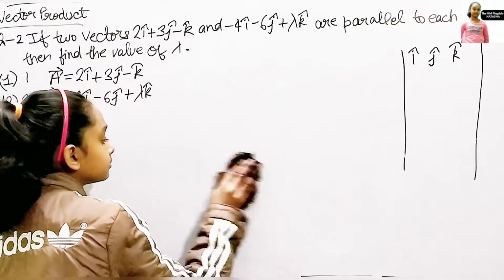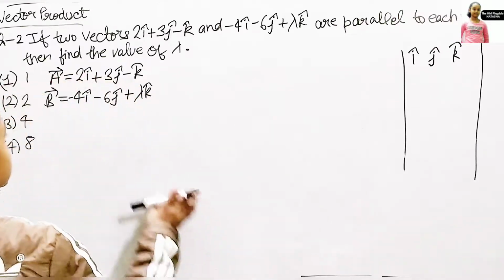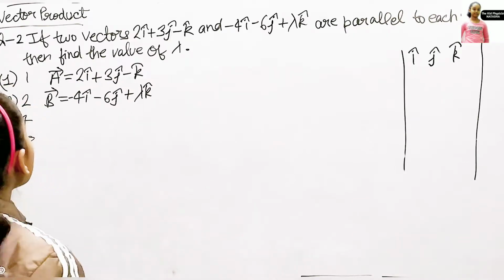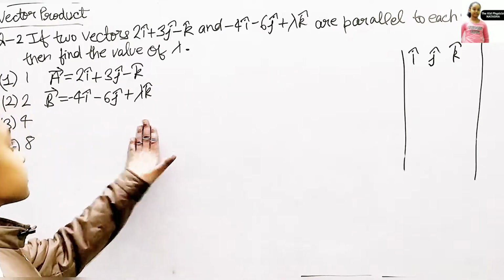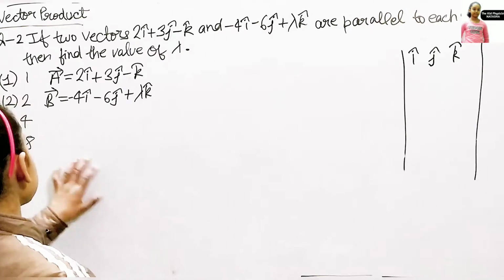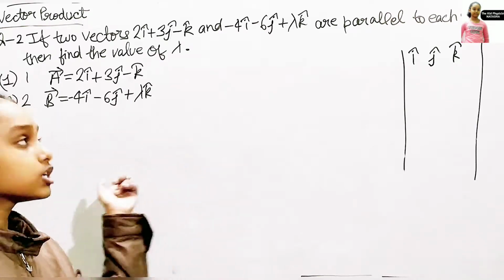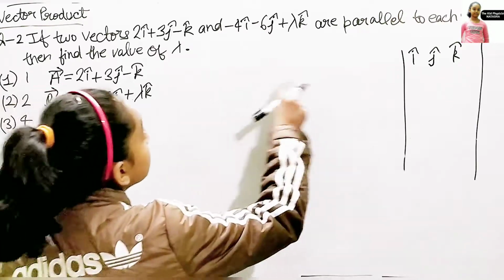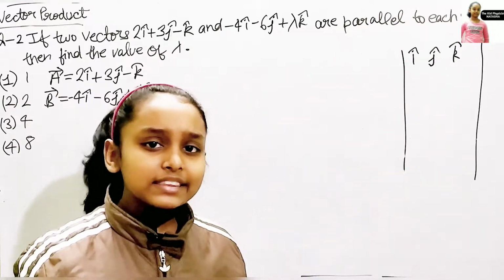Okay, this is not too important, so let's get back to our question. I've already written the options, and I've written the values that are given to us. Remember that these are parallel. Did you get anything?